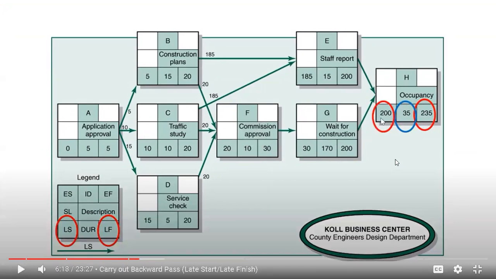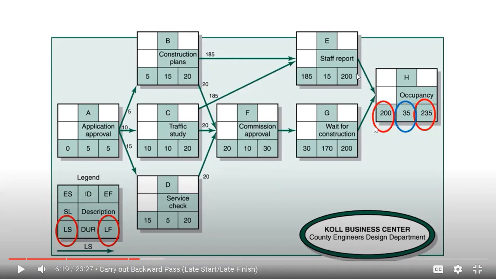All right, so you can write down the equation for that now. It is LF, which is the late finish, minus the duration, and that gives you the late start. So it is LF minus DUR gives you LS. So 200 goes backward.